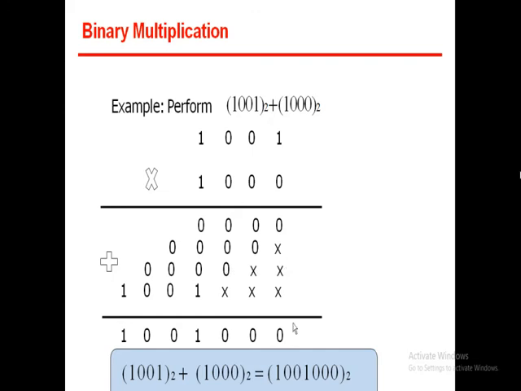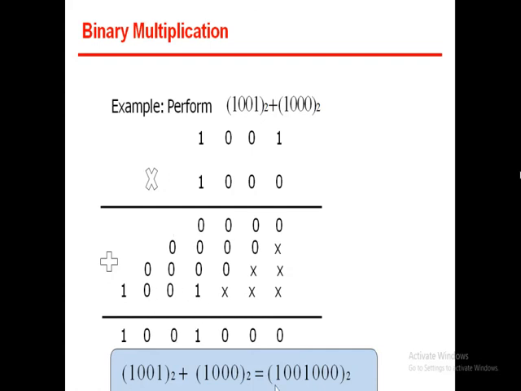1 multiplied with 1 is 1. 1 multiplied with 0 is 0. 1 multiplied with 0 is 0. 1 multiplied with 1 is 1. Then sum all these numbers. Here it is 0. Here it is 0. 0. Here it is 1. 0. 0. 1. So this will be the result: 1 0 0 1 0 0 0.